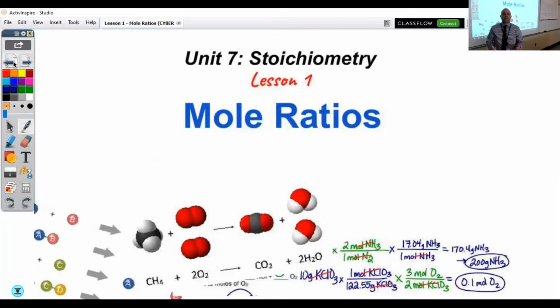Hello, everyone. Today we're moving on to Unit 7, which is called stoichiometry. What we're going to be looking at is the impact that math has on chemical reactions. So we'll be studying how much reactants are necessary, how much products are produced, limiting reactants, mole ratios, and more. Today we're going to start off with Lesson 1, which is on mole ratios.